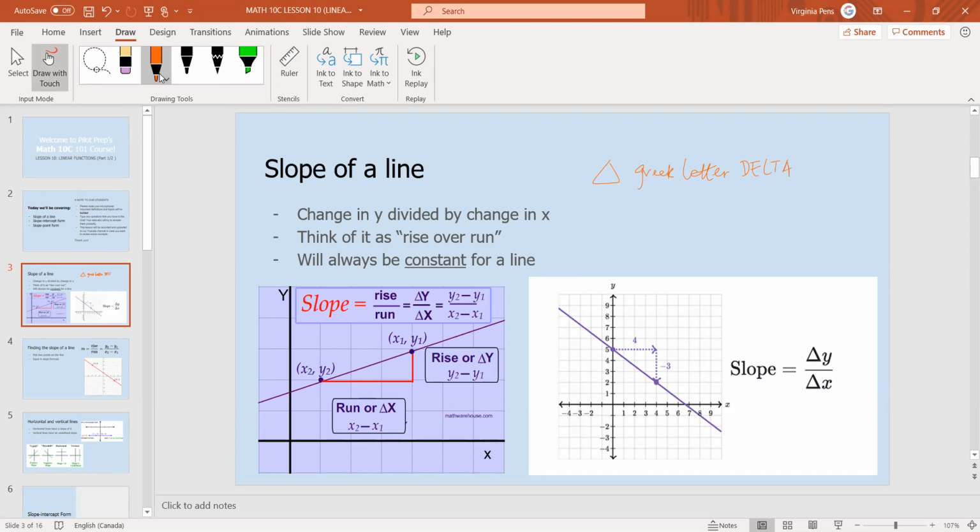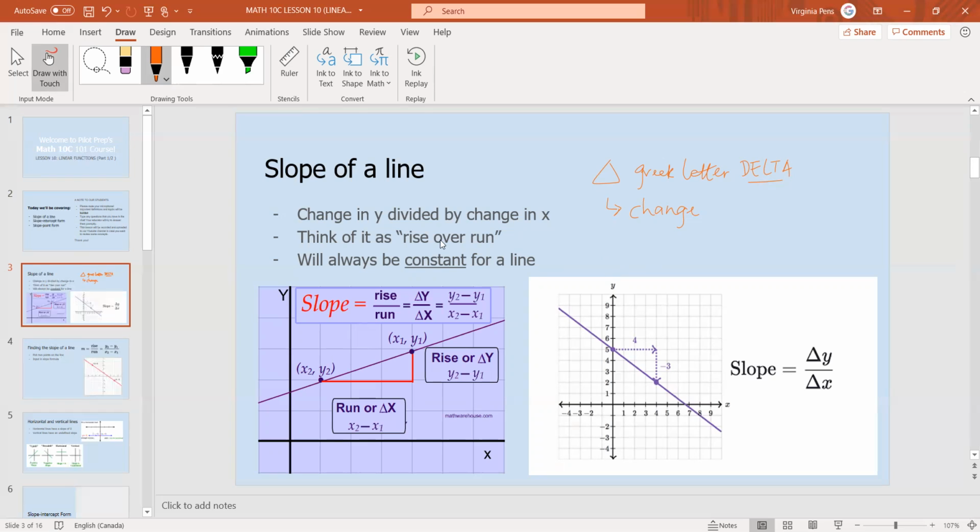It's used a lot in math. It doesn't usually mean change, but it can symbolize other things as well. Here, it basically means change. Awesome. So, in an equation for a line, the slope will always be constant. If you have a curve, then that's a bit harder to calculate, but in a line, the slope is the same throughout the entire line, no matter where you are.